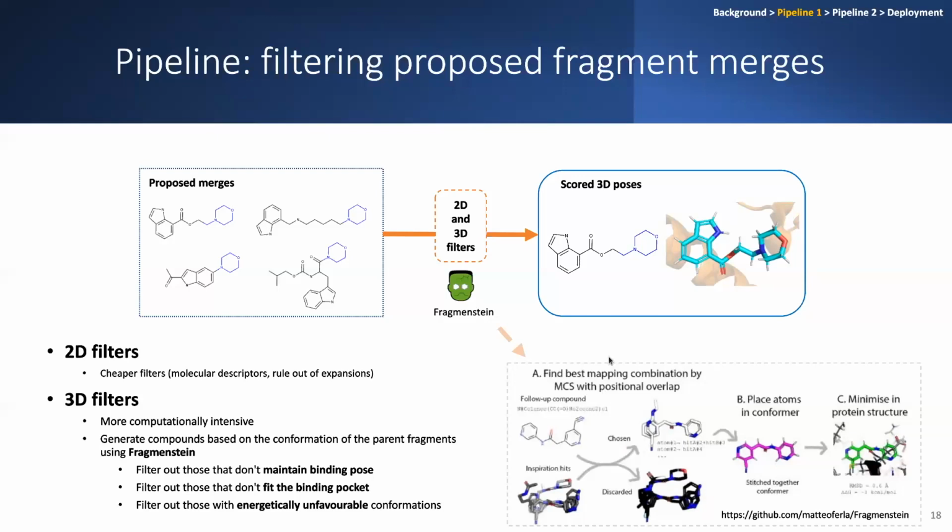Essentially what Fragmenstein does is just to place the compound using the atomic coordinate space from the fragments. And it does this by looking at substructure matching between the fragments and the merge and looking at the positional overlap, and then performs minimization within the protein structure. So what we can do then is rule out compounds that aren't able to adopt the same conformation, those that aren't able to do it in a physically reasonable way, and we can filter out those that also don't fit the binding pocket because of clashes with the protein.